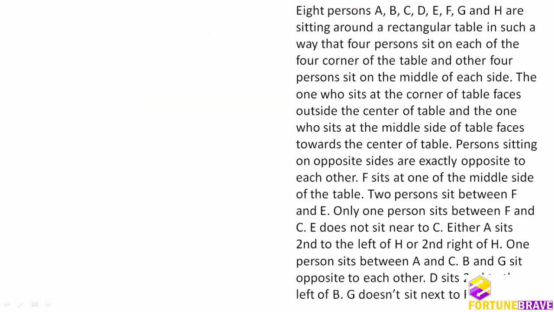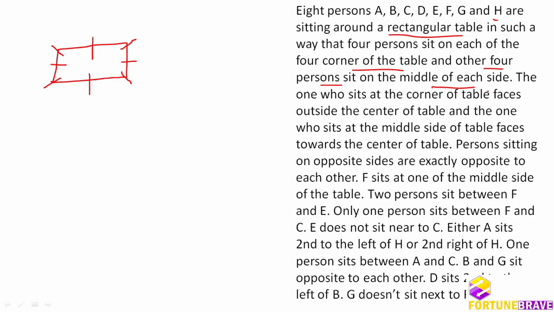8 persons A, B, C, D, E, F, G and H are sitting around a rectangular table in such a way that 4 persons sit on the four corners of the table and the 4 persons sit in the middle of each side. Okay, so we'll draw a rectangle, and 4 people are sitting on the corners. So let us draw the corners, and then 4 persons sit in the middle.